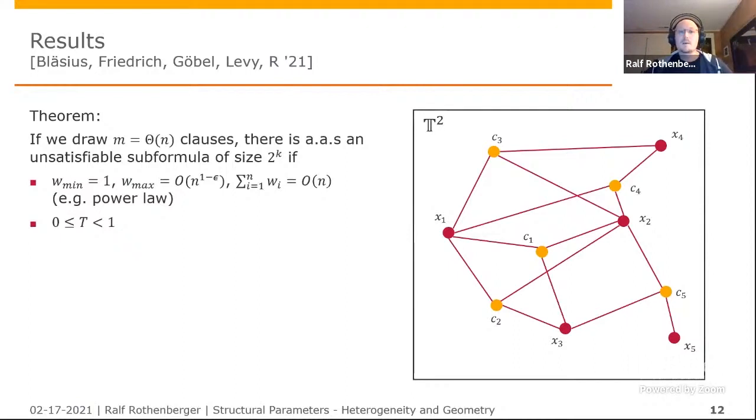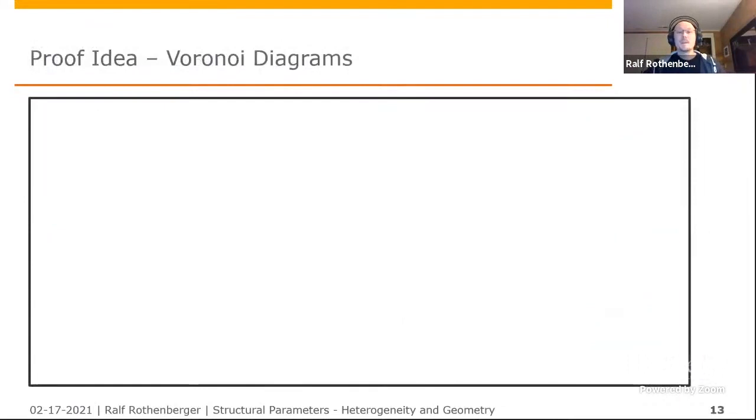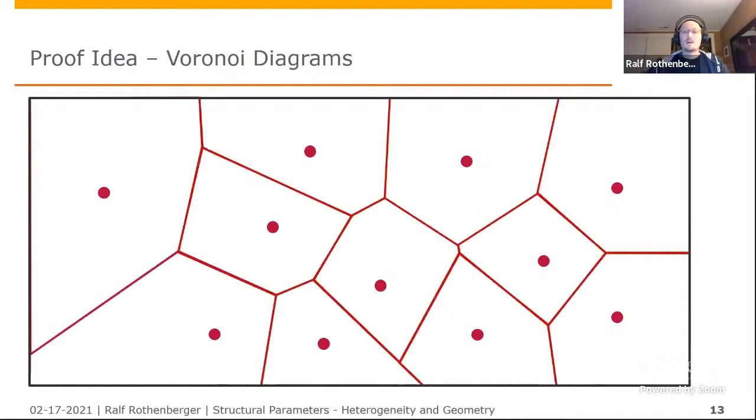How do we show this result? Well, the idea is pretty easy. Imagine again that we have our geometry and we randomly distribute our variable nodes. What we look at are Voronoi diagrams of the nodes in this geometry. So the Voronoi diagram of this would look something like that. So for each node, you have a region, and that region essentially says if a point falls into that region, it is closer to this node than to any other node.